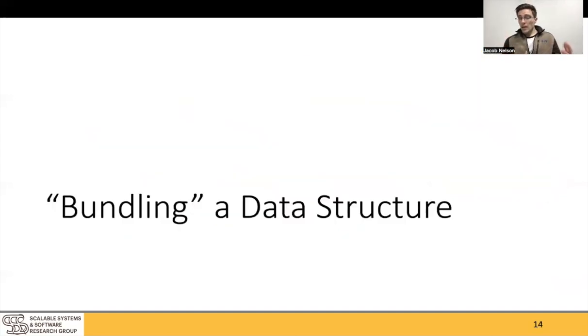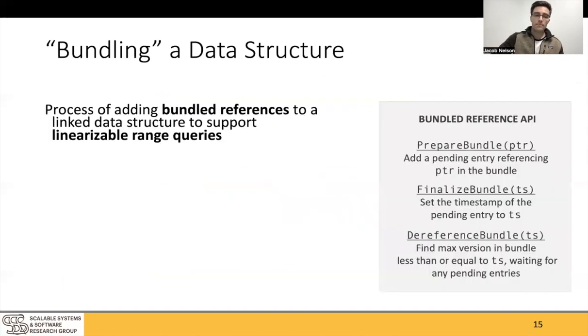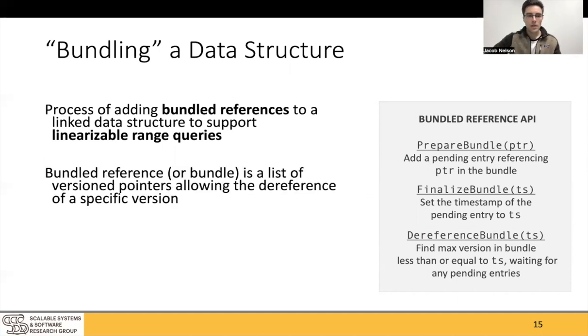So with that in mind, we can now talk about how we apply this technique specifically. And this is through a process that we call bundling. So bundling is just a process of adding bundled references to a linked data structure in order to support linearizable range queries, which is our goal. It's based on the idea of a bundled reference, or a bundle, which is our version pointer.